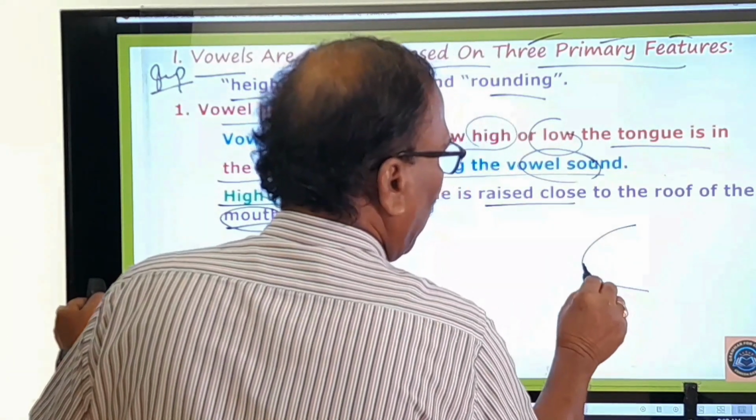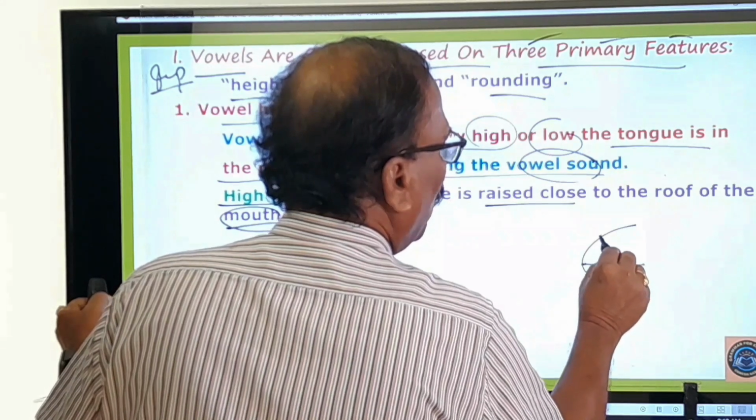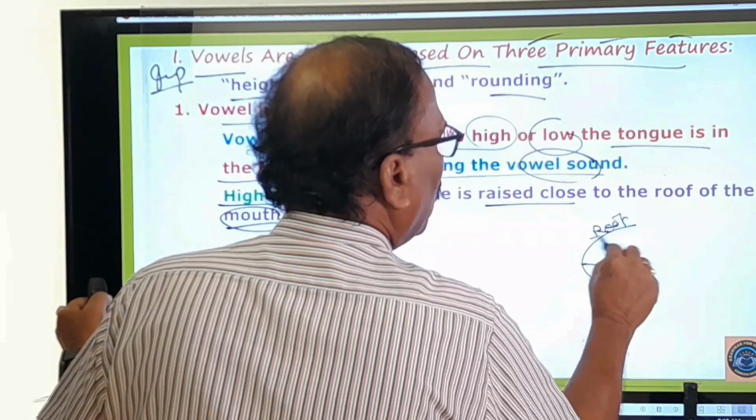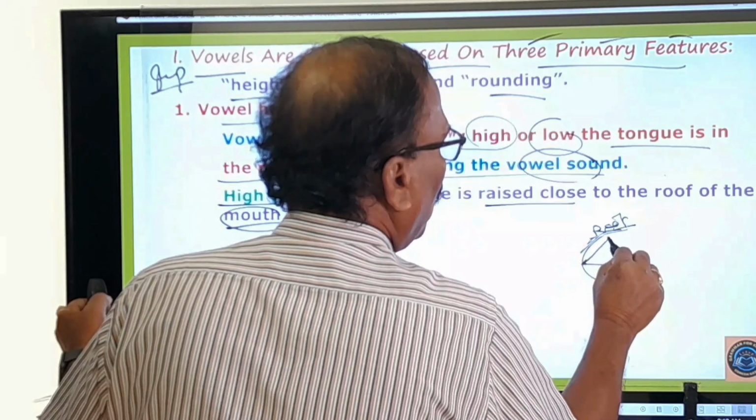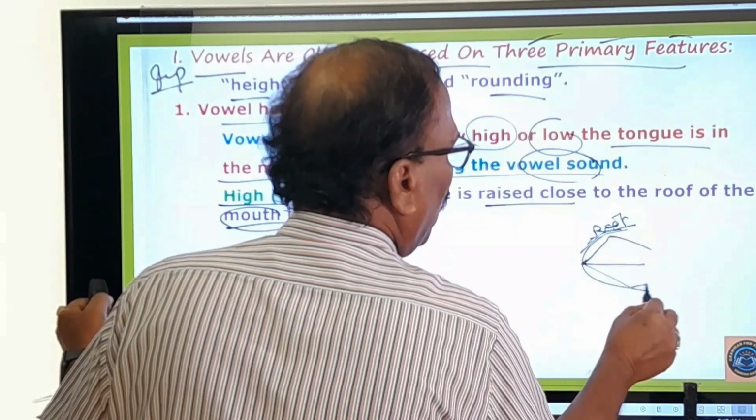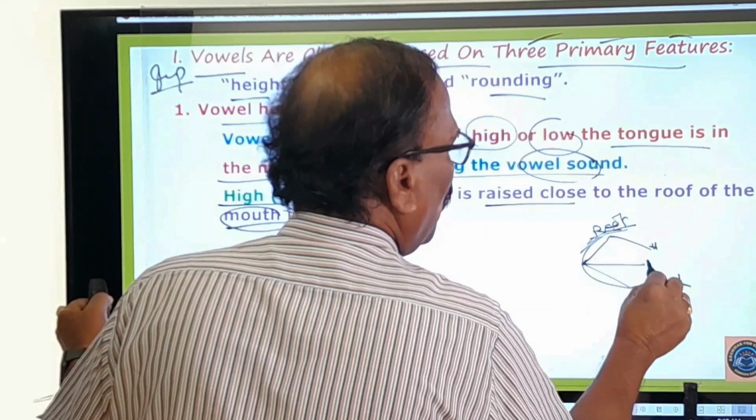This is the mouth, take for granted. This is the tongue. So this is the roof of the mouth. This is called hard palate. So this tongue may move high. This tongue may go low. This is high, this is low, this is mid.